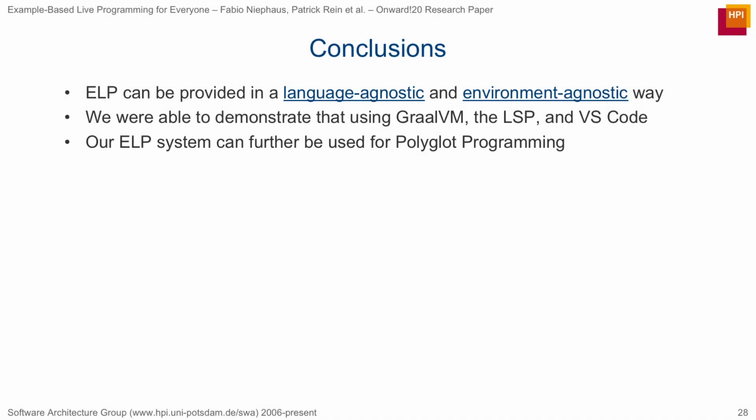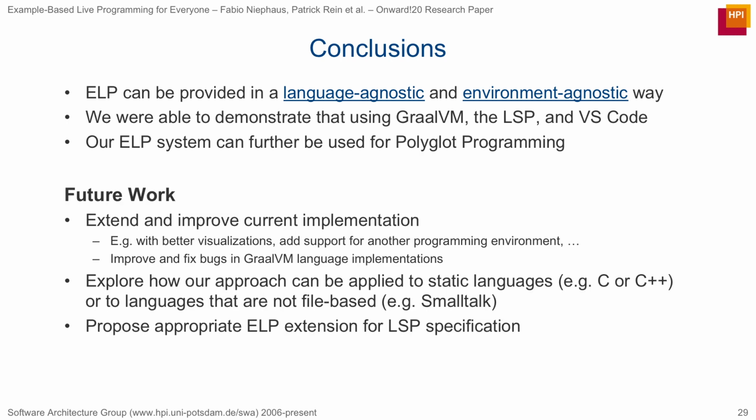To conclude our talk, example-based live programming can be provided in a language-agnostic and environment-agnostic way. And we were able to demonstrate that using GraalVM, the language server protocol, and Visual Studio Code. Furthermore, our ELP system can also be used for polyglot programming. In the future, we'd like to extend and improve our current implementation, for example, with better UI components that provide more interactivity. Also, we want to add support for other programming environments. Moreover, it would be interesting to explore how our approach could be applied to static languages or languages that are not file-based, such as Smalltalk.